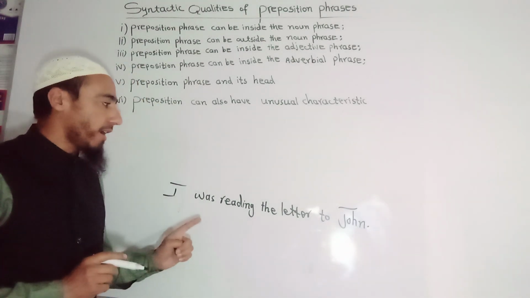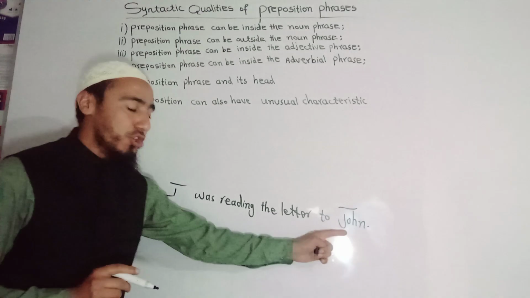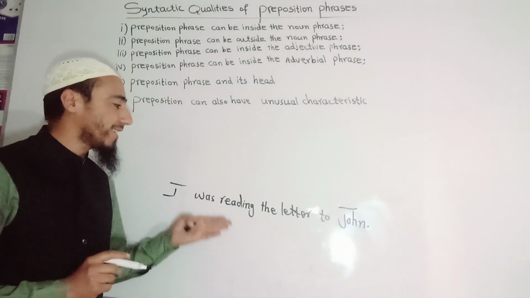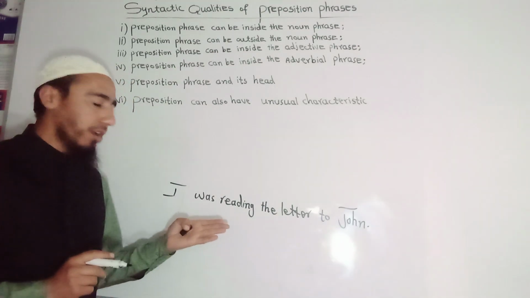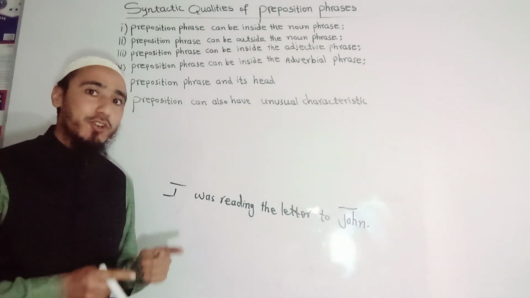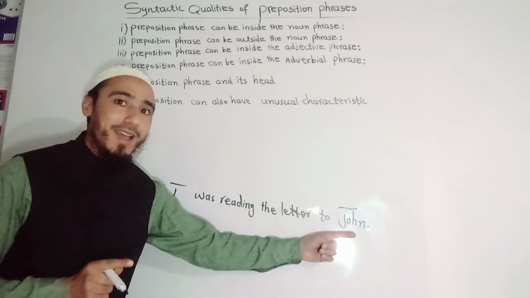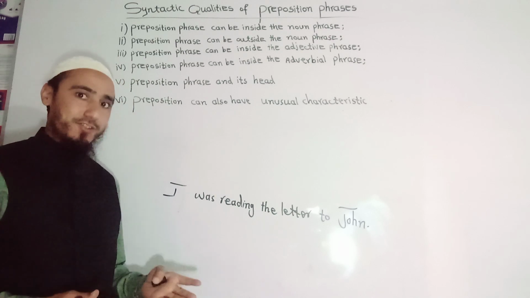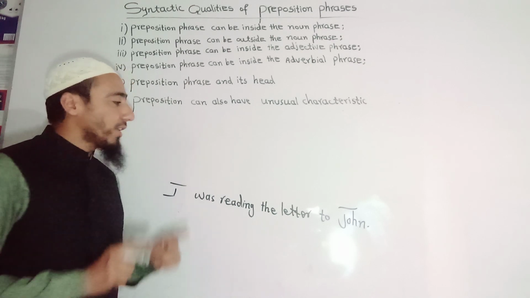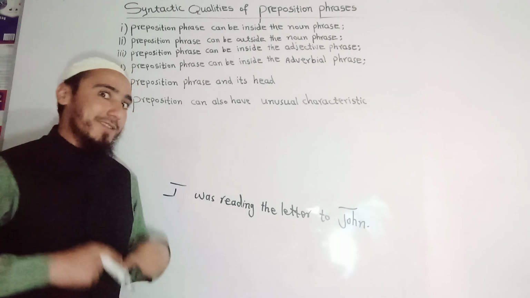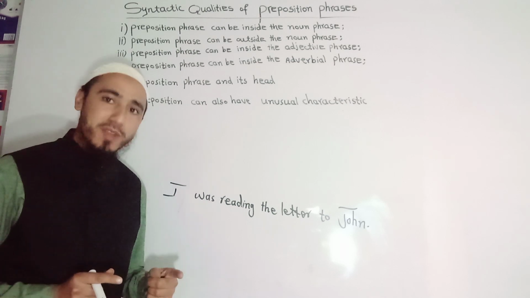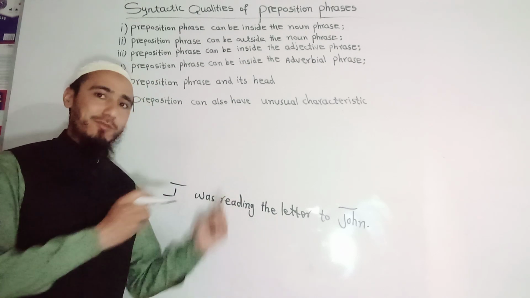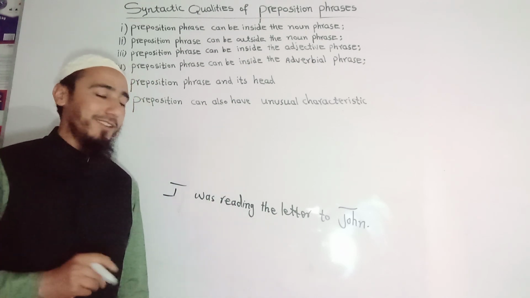First explanation is that I was reading the letter to John. What is the first explanation? The first explanation of this sentence is that I was reading the letter to John. Why? Because someone has sent the letter to John, so I was reading to John the letter. This is the first explanation. The next explanation is that someone has sent the letter to me. I was reading the letter. So John was also listening to it.